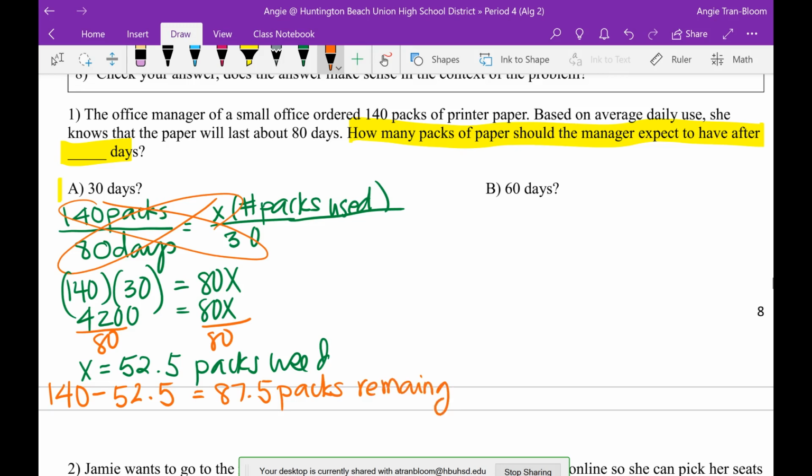I'm going to pause right there. Would you guys agree? Is that more than the 70 mark, as we said earlier? Yes. Why don't you try 60 days on your own, and we'll come back together to compare.